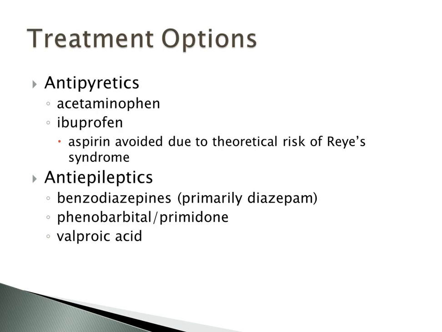Treatment options. So we need to talk about antipyretics. This is always a sticking point, and this is why we talk about it and we emphasize it as much as we can. Things like Tylenol and ibuprofen. Of course, aspirin should be avoided because of the theoretical risk of Reye syndrome. And then we'll talk about antiepileptics, benzodiazepines like diazepam, phenobarbital, primidone.